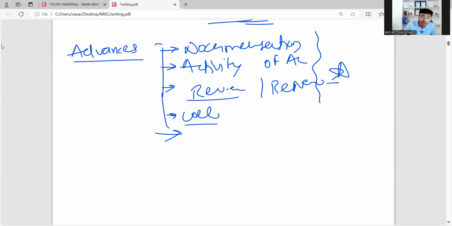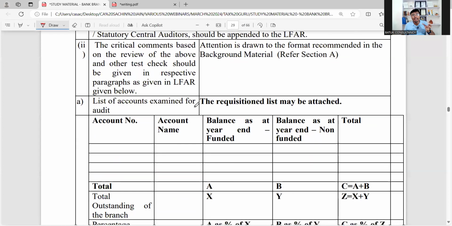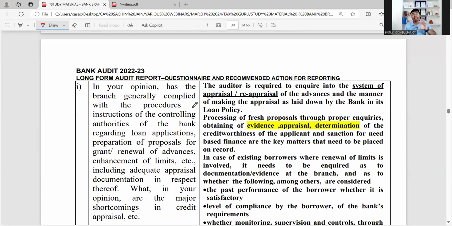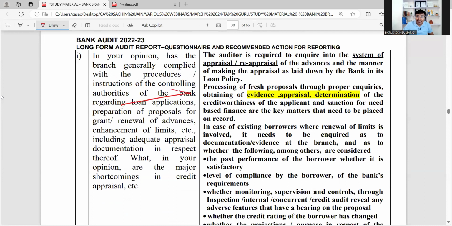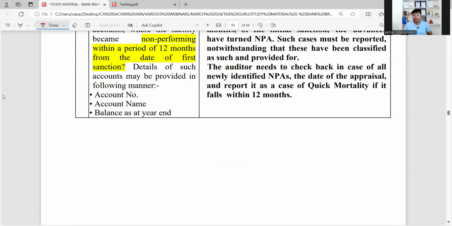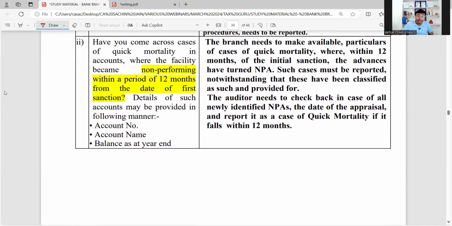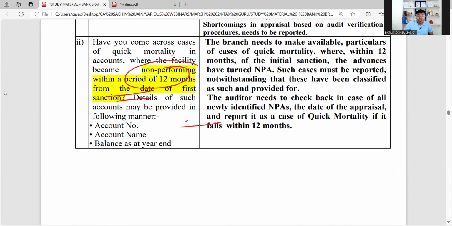If you do the audit of all these things in a perfect way, the complete thing will be covered. When it is advances, we need to put the relevant comment in this long form audit report that every document is there. We need to report any quick mortality cases, that is, if a particular account has become NPA within 12 months, the report is to be submitted in the long form audit report as well.